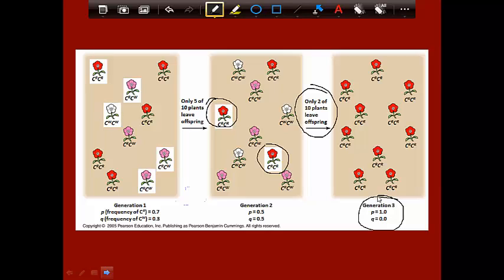Now this is 3 generations. This would be extremely fast. Evolution, natural selection would never happen this quickly. But it gives you a good idea of what exactly is happening here and how the frequency of the alleles is what you actually measure to see if that whole population is changing or evolving.